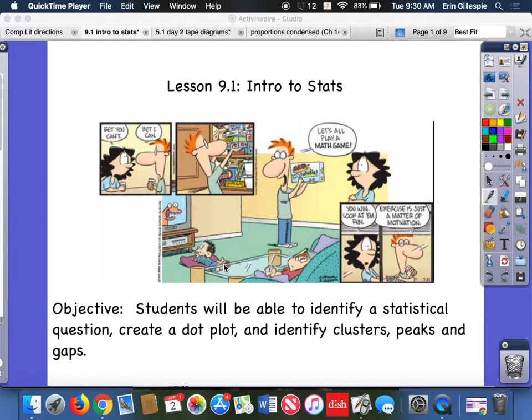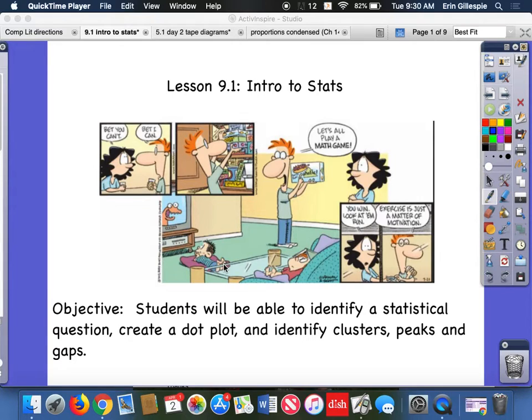Okay, guys, so this is lesson 9.1. Totally new chapter. We're starting out with some statistics and stuff. You're eventually going to have a data project that you're going to need to know a lot of these things from this lesson for, that you'll be doing right after Easter.